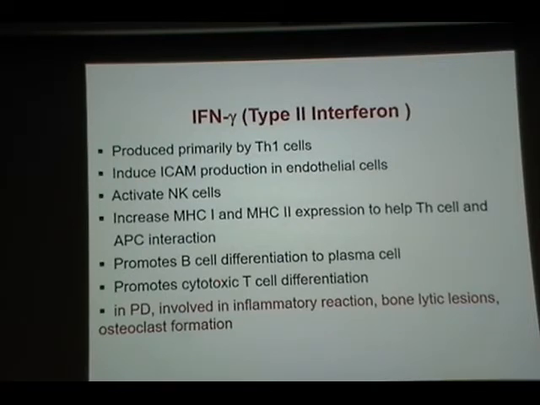And this is important to promote B cell differentiation to plasma cells, because we all know B cells produce antibodies, right? However, once those B cells can produce a lot of antibodies, those are the B cells we call plasma cells. So interferon gamma is important in promotion of B cell differentiation to become antibody producing plasma cells. And also will promote cytotoxic T cell differentiation.